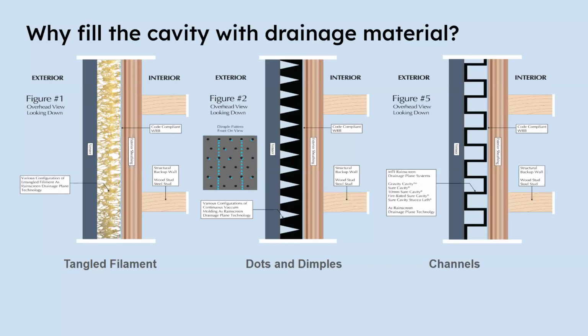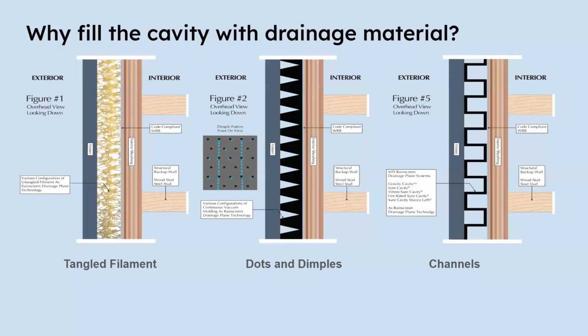Another way to do it is through what might be called dots and dimples. If you look at the drawing in the center, the black trapezoidal shapes located outside the sheathing and underneath the veneer, those could represent dots and dimples in your system, which you may have seen these types of designs. The water in either of these two cases has to find its way down the wall, down the cavity, around or through the drainage material itself.